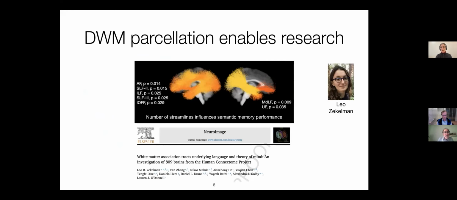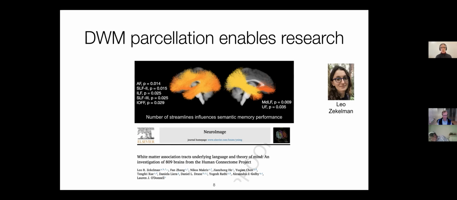So why do we care about automatically identifying these fiber tracts or parcellating the deep white matter? We care about it in large part because it enables research to understand the brain. This is a paper from my PhD student. You see her picture on the right, Leo Zeckelman. One of her recent findings, which was just accepted in NeuroImage, is that the number of streamlines, which is an example piece of data that you can measure from a fiber tract, influences performance on a semantic memory task.